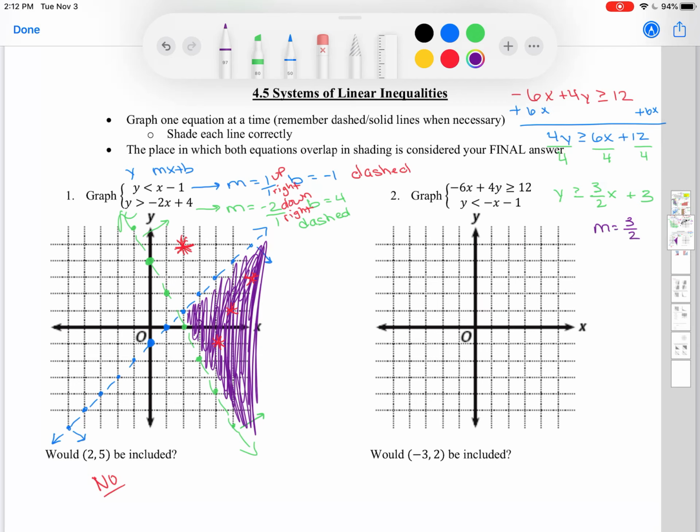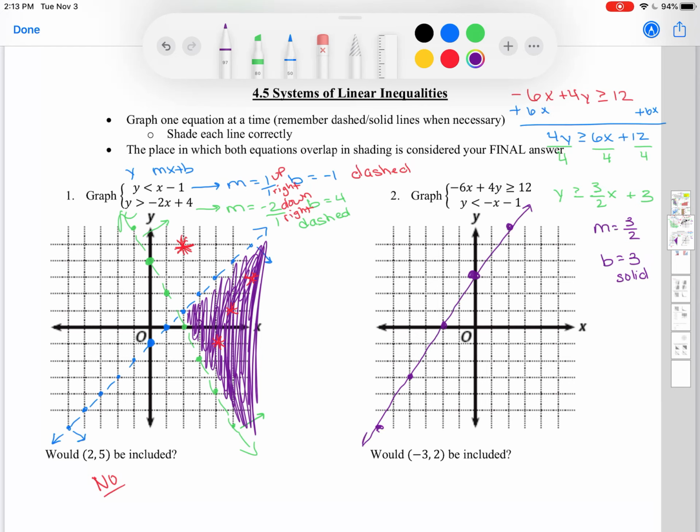And I can get the fraction simplified to give me 3 over 2x plus 3. And now I can graph this information. So my slope is 3 over 2. My b is 3. And I know I'm going to have a solid line. So let's get going. First function, 0, 3.